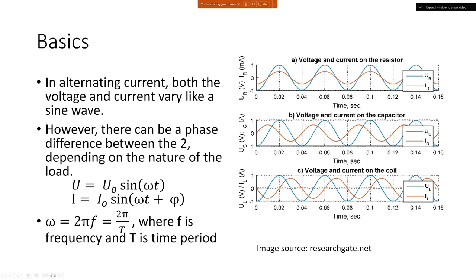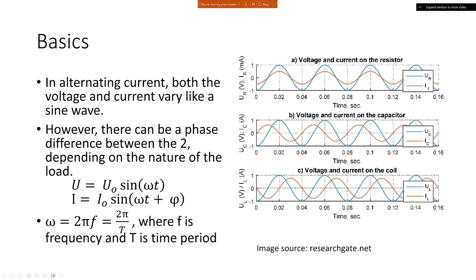But for a capacitor, the voltage is lagging by 90 degrees. So that's a pi by 2 phase shift. The voltage is lagging, current is leading. Inductor is the other way around. The current is lagging, voltage is leading. So this kind of phase shift is what is represented here.